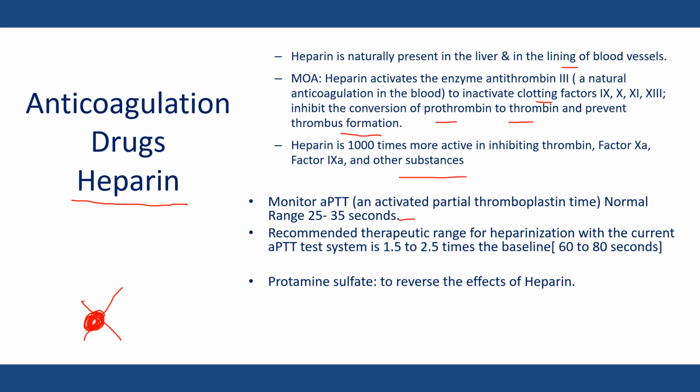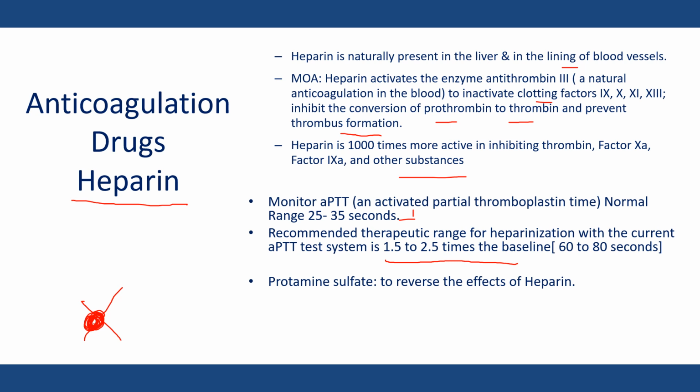So that's a normal range for APTT. Now, if you have a client on heparin, we would expect their levels to be higher because we are blocking their clotting factors, right? So the recommended therapeutic range for a client who's on treatment is going to be 1.5 to 2.5 times the baseline of that client. So for example, 60 to 80 seconds if the baseline was 25 to 35 seconds.